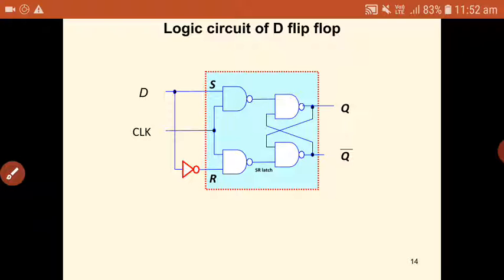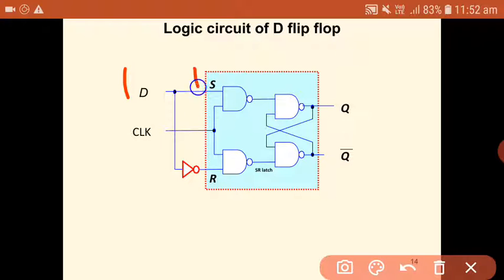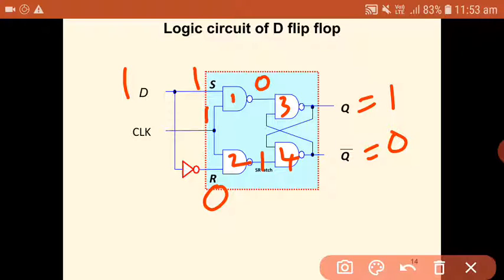Similarly, whenever D is equal to 1, that means S is equal to 1 and R is equal to 0. If you observe the operation of the four NAND gates, since for the first NAND gate both the inputs are 1s, output will be equal to 0. For the second NAND gate, since one of the inputs is 0, output will be equal to 1. For the third NAND gate, since one of the inputs is 0, output will be equal to 1, and Q bar will be equal to 0. That means for D equal to 1, you are getting the output equal to 1.